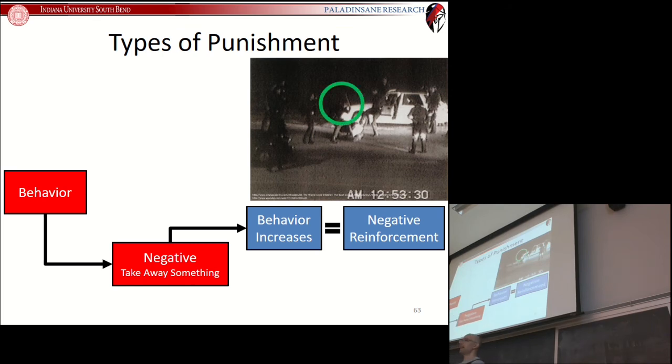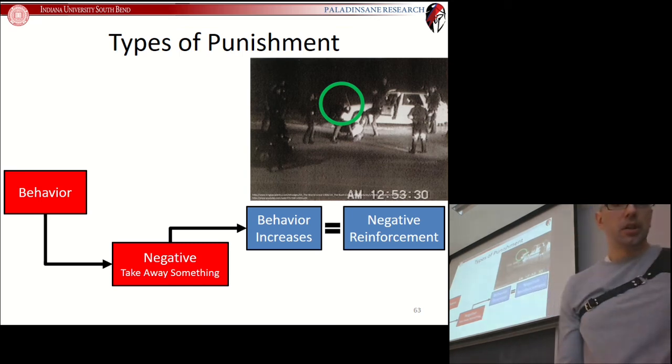What happens, though, is that as soon as they punish Rodney King, as soon as that first baton hit Rodney King on his head, something was taken away from the police officer's world. And what was taken away was Rodney King talking, right? So that verbal behavior that was occurring, that was taken away. That led to a behavior increase. That's negative reinforcement. So every single time that these officers used positive punishment on a suspect or a citizen in a police encounter, they were being negatively reinforced for the use of that punishment. And that made their punishment more probable, and that also made their punishment more severe.